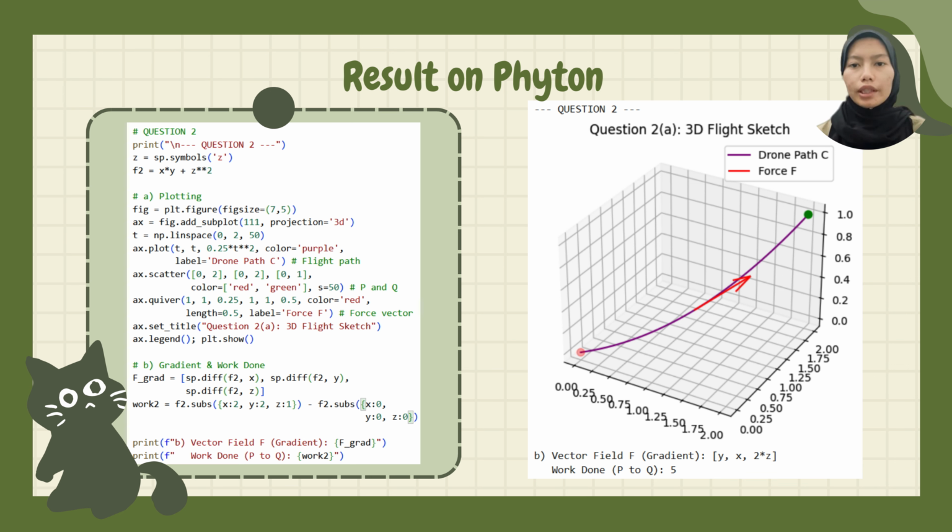To find the total work done, we again use the subs function to calculate F(Q) minus F(P). And the result of the computation yields 5 units. This demonstrates that for a conservative field in 3D, we can skip the complex path integral and simplify to the difference in potential between the start and end point.